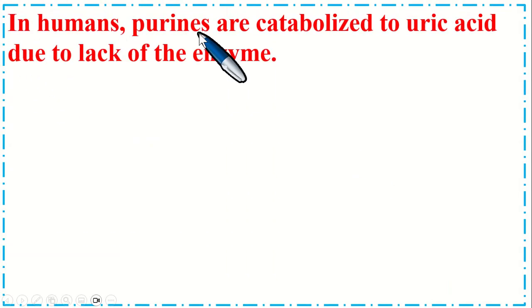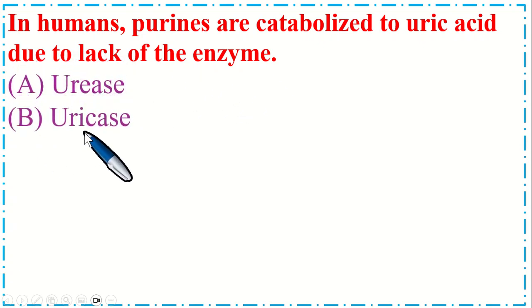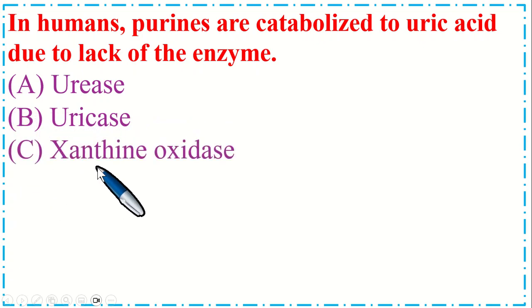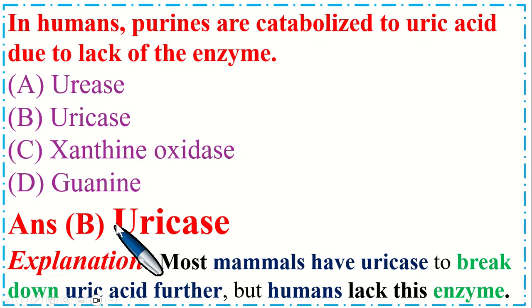In humans, purines are catabolized to uric acid due to lack of the enzyme: option A, uricase; B, uricase; C, xanthine oxidase; and option D, guanine. So the correct option is B, uricase. Most mammals have uricase to break down uric acid further, but humans lack this enzyme.